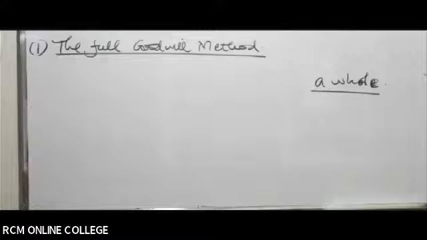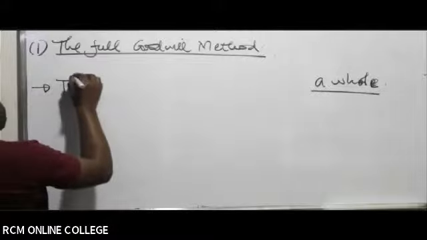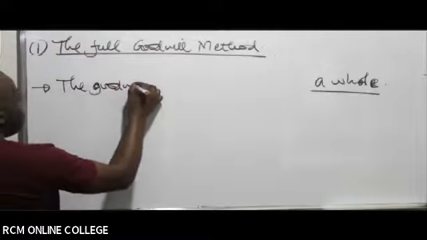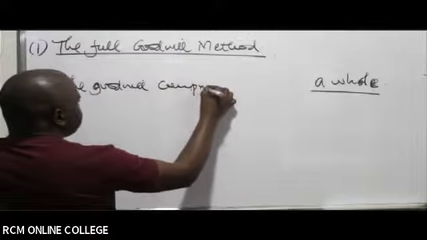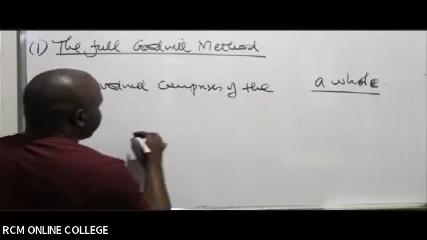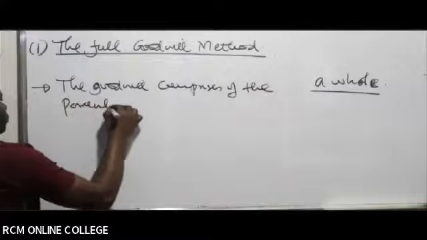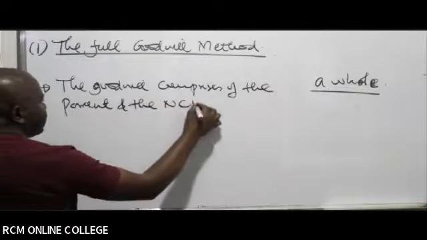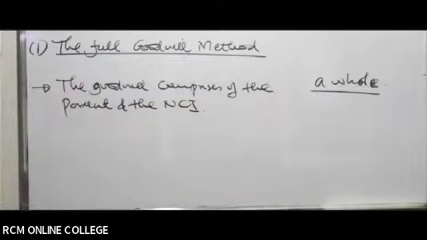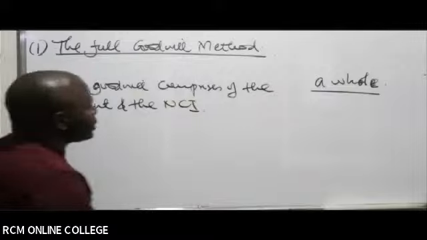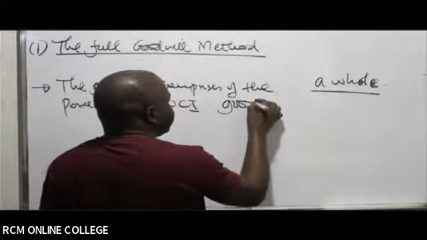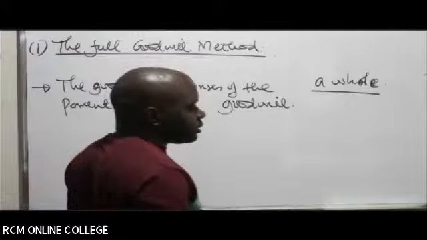Then you write another paragraph. The goodwill comprises of the parent and the NCI, the non-controlling interest goodwill. That way it is known as full. So you take in this case the full value of the goodwill.